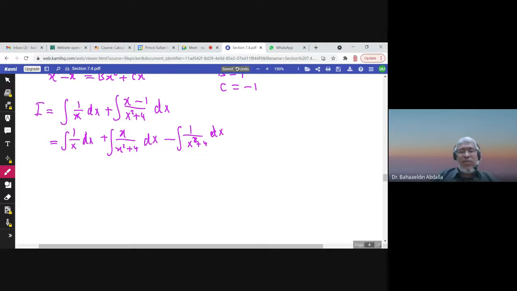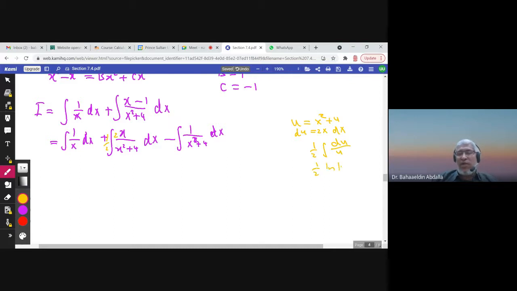Now, the derivative of x squared plus 4 is 2x. So I need 2x in the numerator, so I have 2 here and 2 here and half here, so I can use usual substitution. I can take u equals x squared plus 4, and then du would be 2x dx, and then this integral in the middle would be half integral du over u. So the answer would be half ln absolute value of u, or absolute value of x squared plus 4.